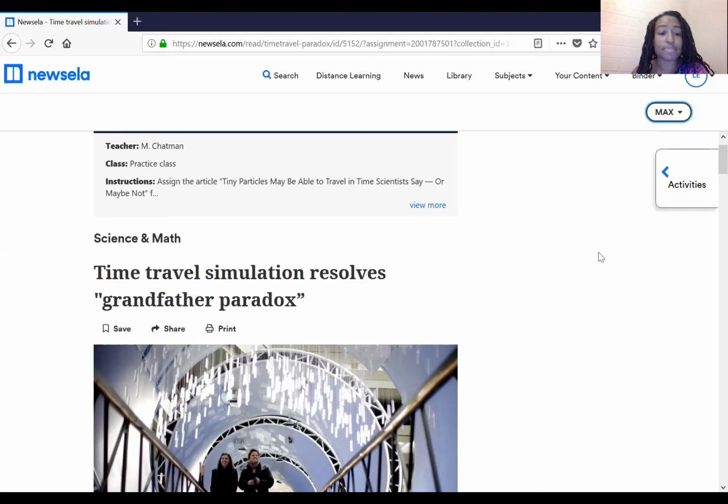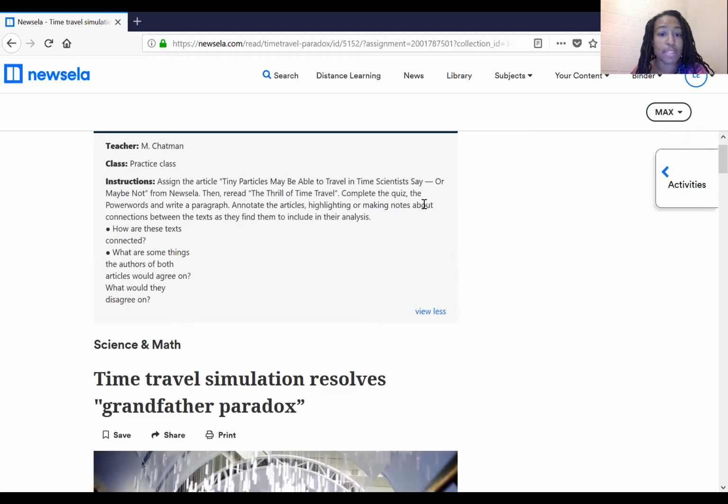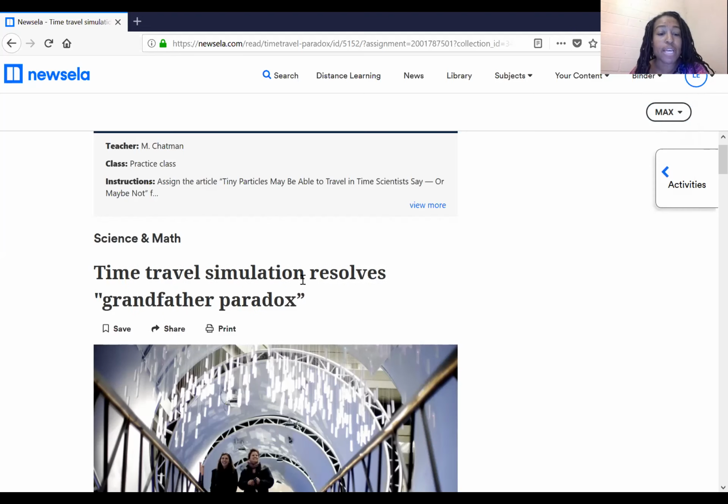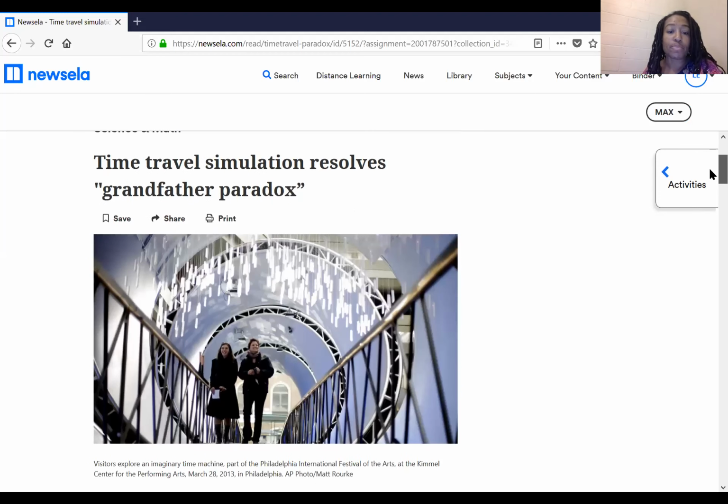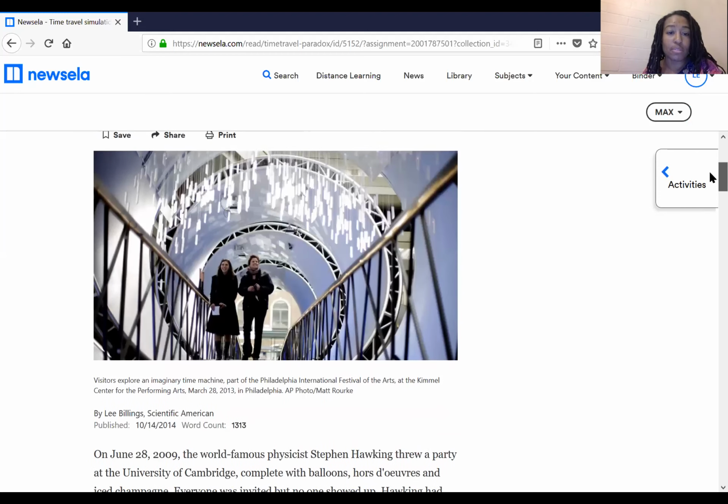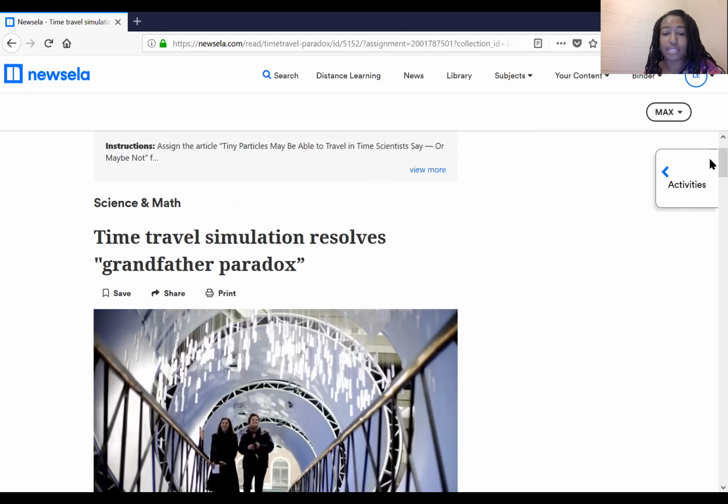All right. Time travel, okay, so here let's see the title, assignment, this is your assignment here, and you also have these two questions. Time travel simulation resolves grandfather paradox. Paradox. Can I highlight this part? Because I really want to know what this is about. That's a question. Well, maybe I can only do it when I get into the text. So I'll keep going.